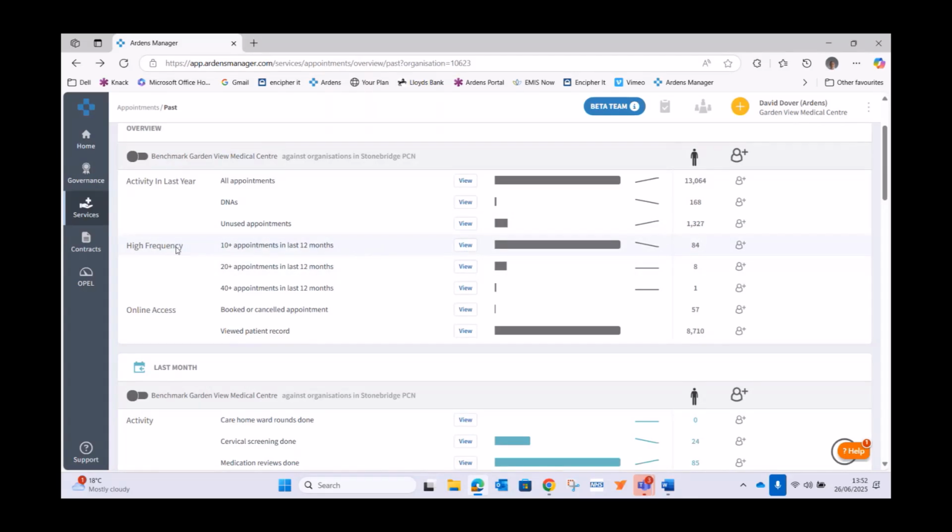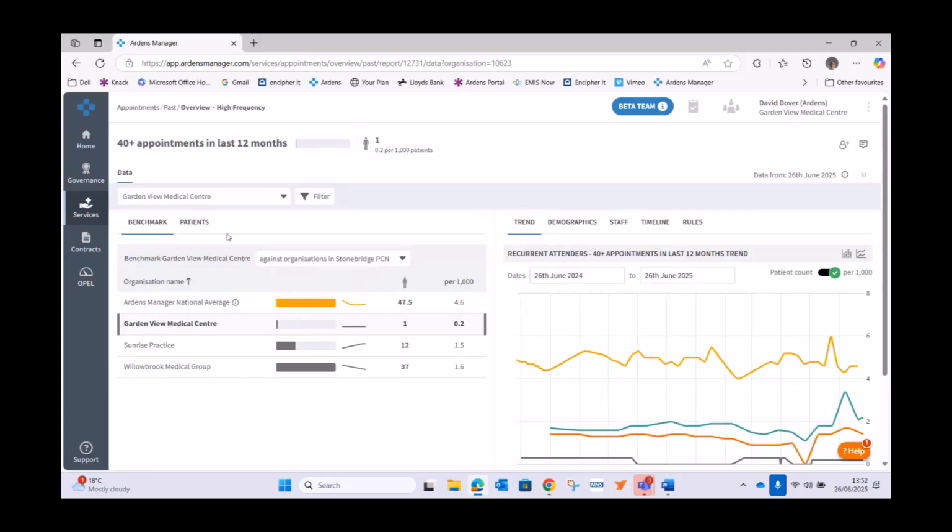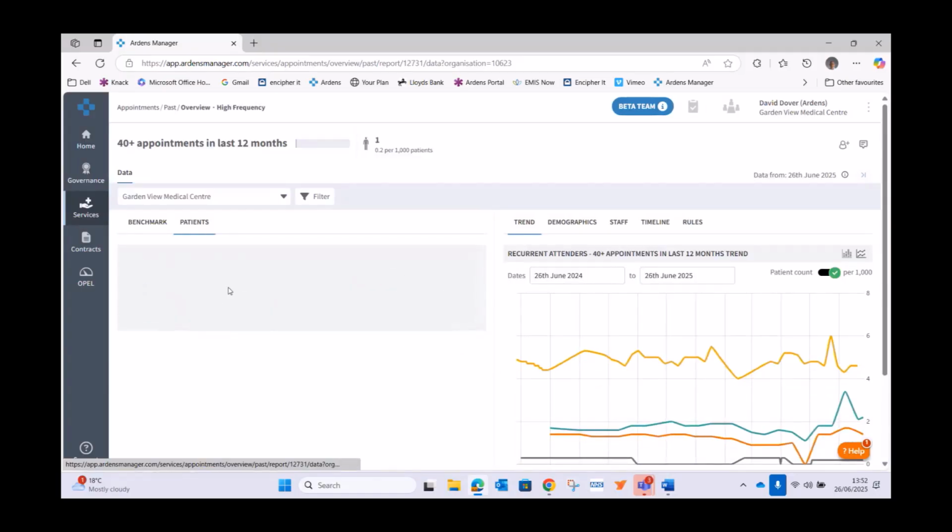Your high frequency, your frequent flyers, your frequent attenders. I'm sure the majority of you would know, if you've only got one patient who's had more than 40 appointments in the last 12 months, you would know who that patient is, at the drop of a hat. But again, it's maybe trying to think about things in the context of, if I've got a number of patients who've had more than 40 appointments, yes, I need to know who those patients are.